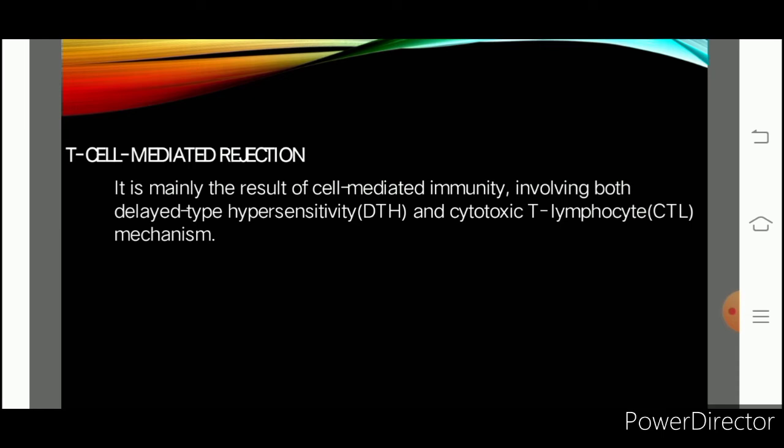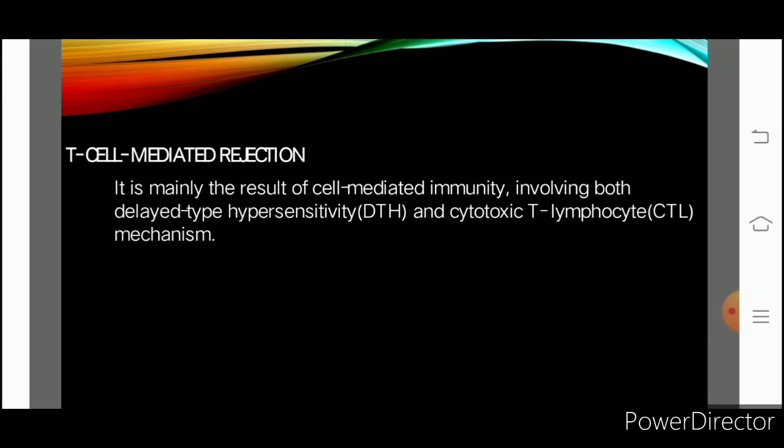So let's proceed to the T-cell mediated rejection. It is mainly the result of cell-mediated immunity involving both delayed type hypersensitivity and cytotoxic T lymphocyte mechanisms. T-cell mediated rejection is defined by T-cell and macrophage infiltration of the interstitium, strong IFNG and TGFB effects, and epithelial degradation. A non-immunosuppressed host experiences acute rejection in 10 to 14 days.